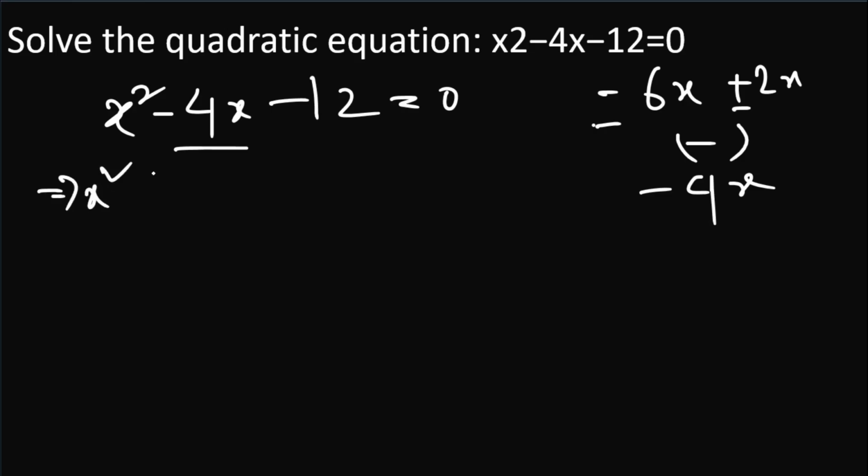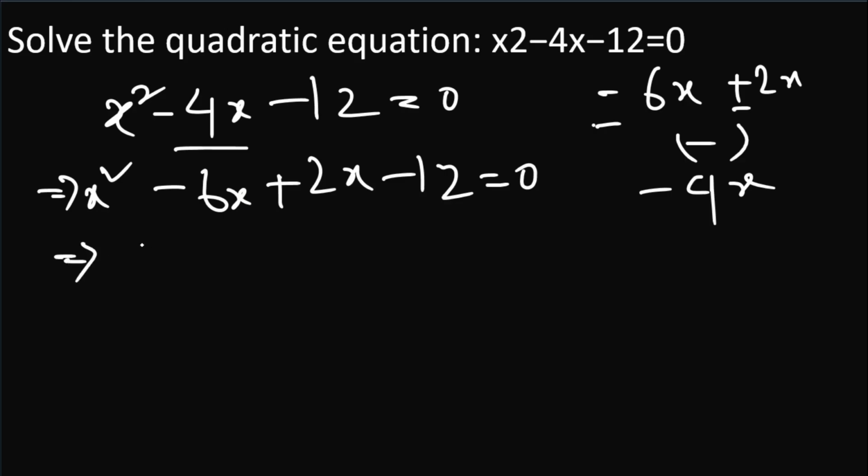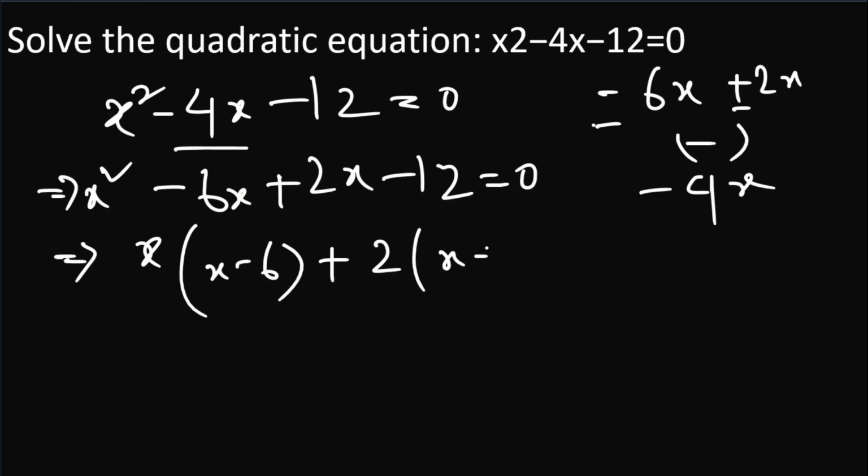x squared minus 6x plus 2x minus 12 equals 0. So we can take out the common factor: x times (x minus 6), plus 2 times (x minus 6). Here we get the factorization, and now we can find the value of x.